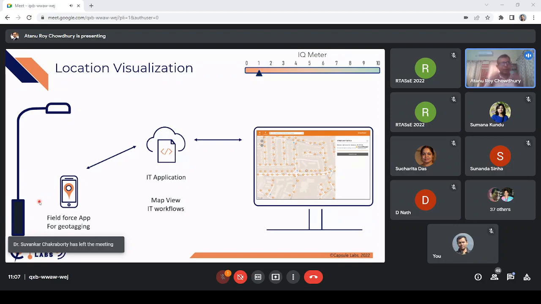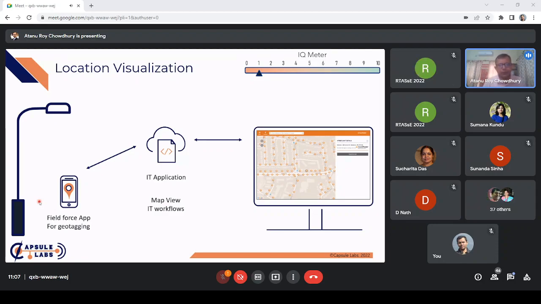Or every time a street lamp is being installed, just go near the street lamp and mark its location, right? By just doing this, essentially using the app as a GPS sensor, I'm now able to create an IT application which shows where my street lamps are distributed across my city, right?